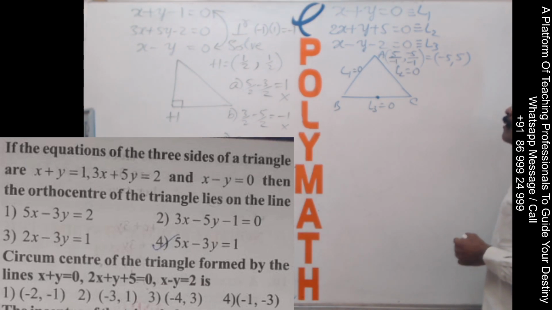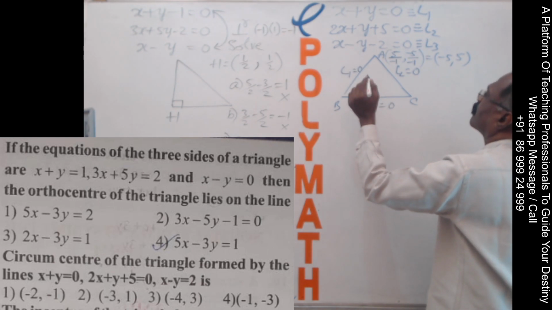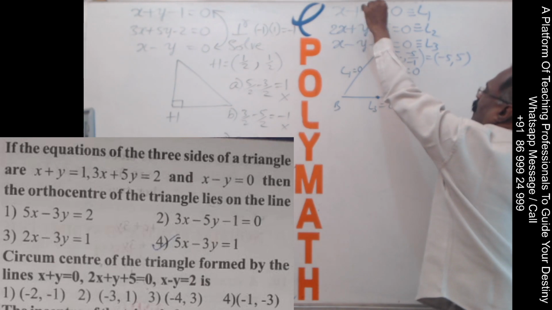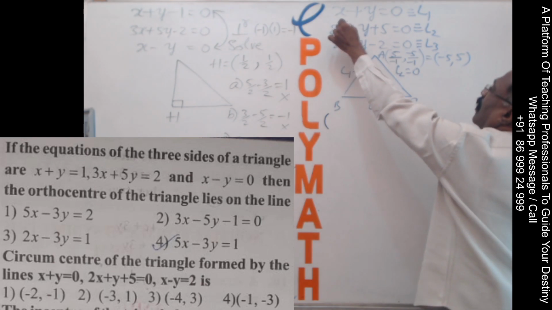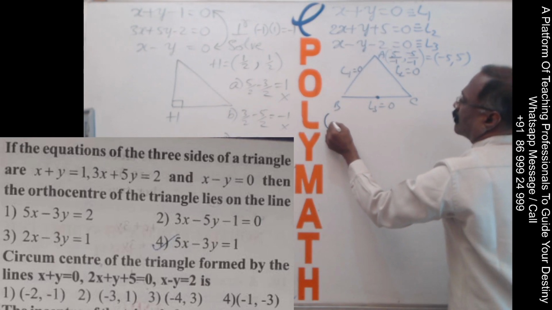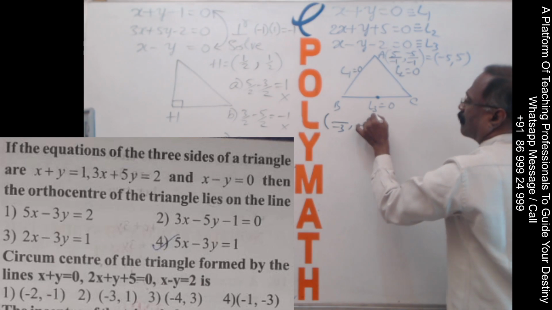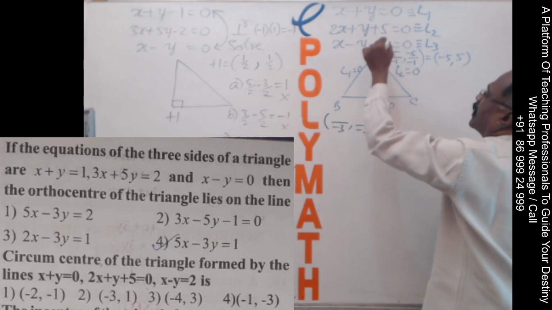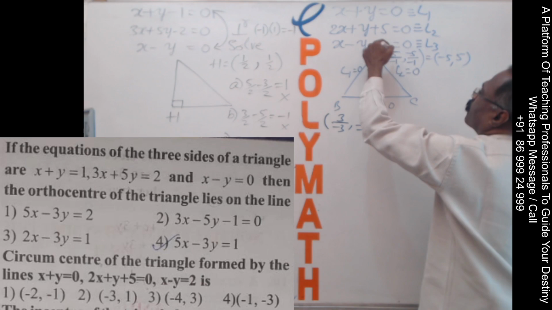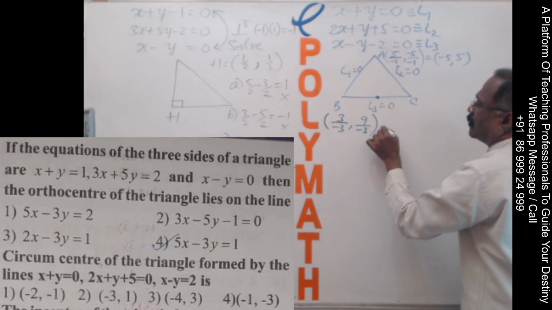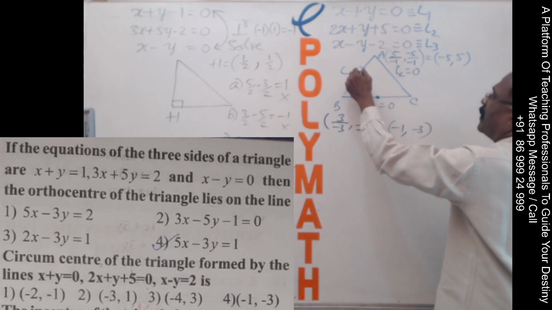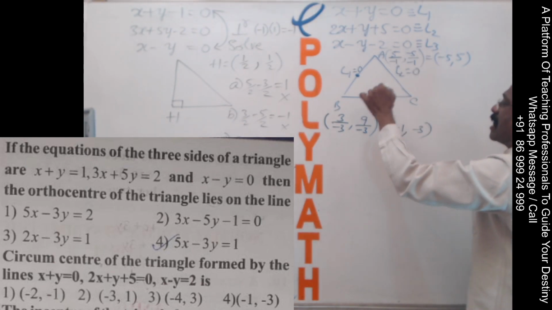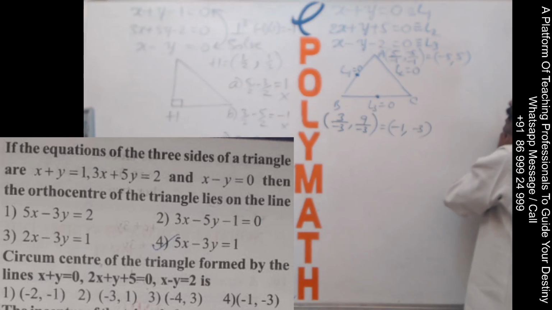Okay. I must have another also. Let me solve L1 and L3. This one, L1 and L3, please. What is minus 2 minus 1? This is minus 2 plus 5, 3. This is 5 plus 4, 9. So it is minus 1 comma minus 3. What is the midpoint of A and B, please?